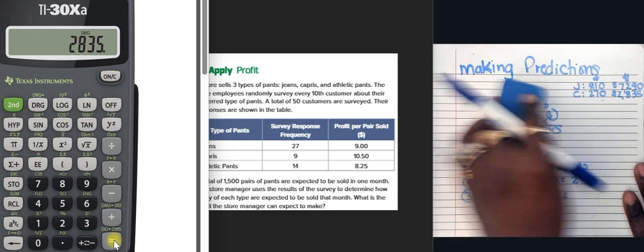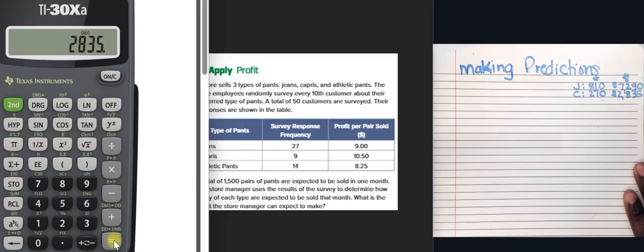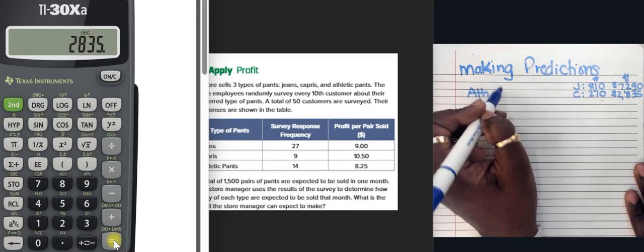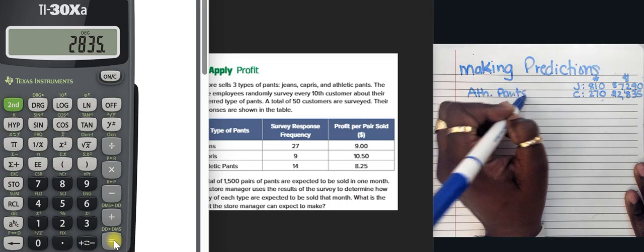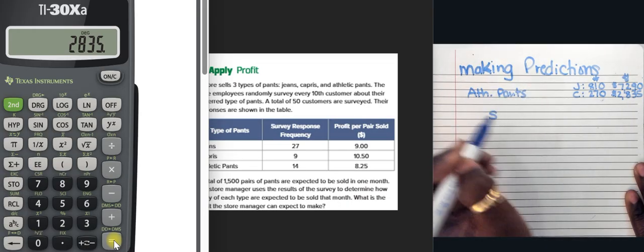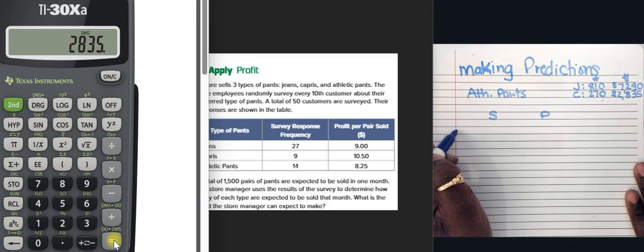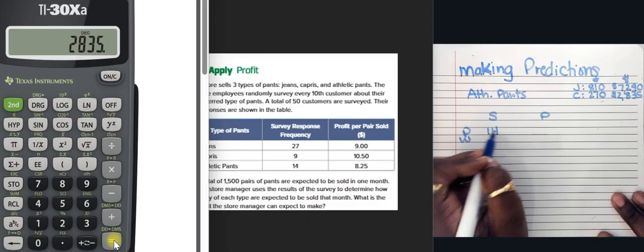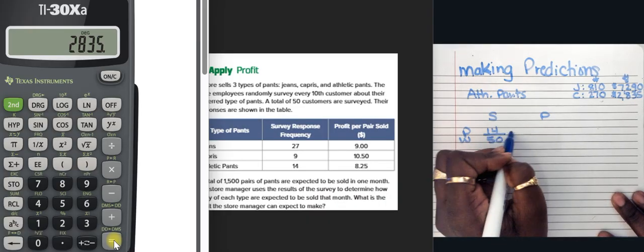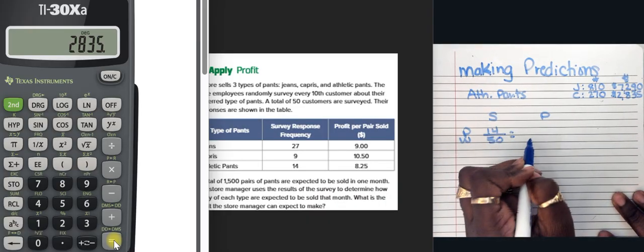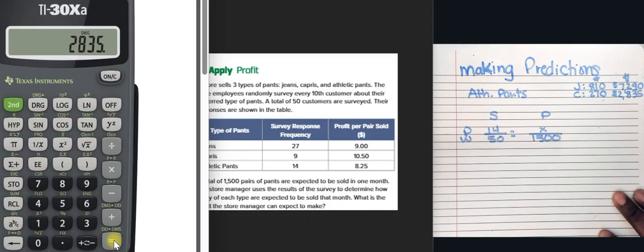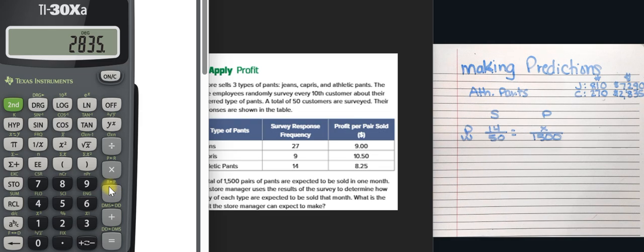And so now we're going to go to our final piece of information, which is going to be the athletic pants. So we'll say athletic pants. Same thing, the left side is going to be our sample, right side will be our population. It is still going to be a part to whole comparison. And so our sample was 14 of the 50 people will buy athletic pants. We know that our population is going to be 1,500, and we're trying to find out how many pairs of athletic pants we're going to sell.